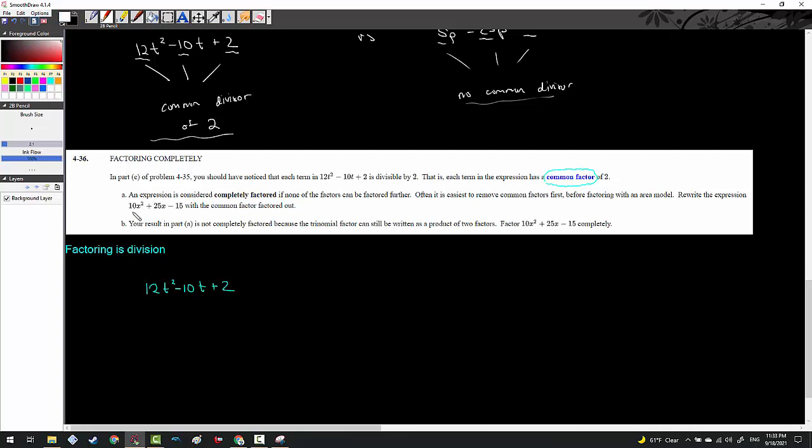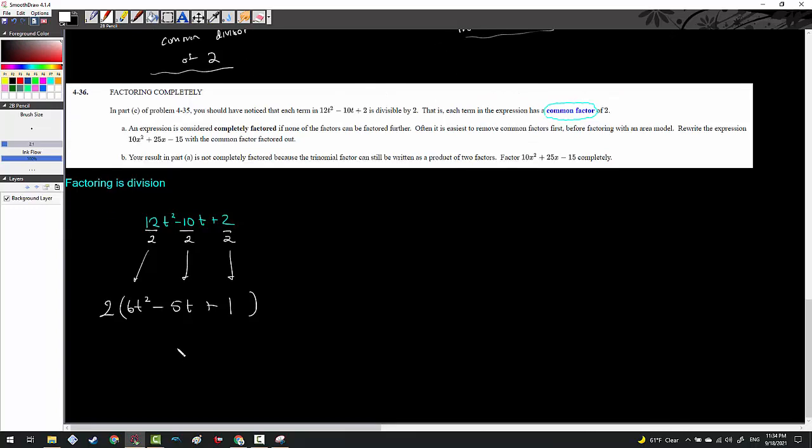I'll go and switch colors back to white here. If it's divisible by 2, I'm going to factor out that 2 first. This 2 is going to come out. I'll even draw it lower. And then that's going to get multiplied by an entire thing. The way I get the pieces that go inside this parentheses is I am literally dividing each term by 2, and those make up the 3 terms on the inside. So what I get is 6t squared minus 5t plus 1.